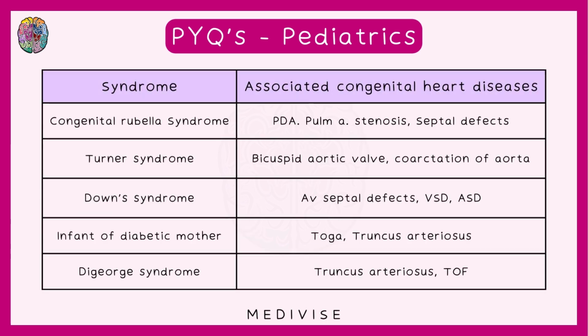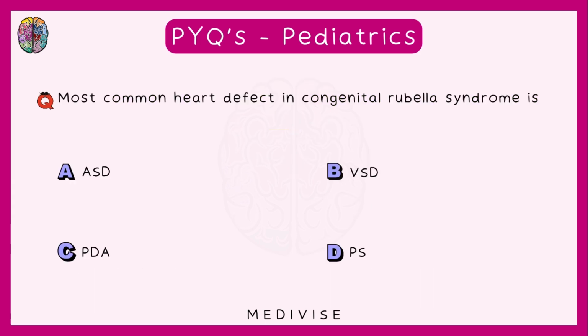So again, I have a very important table here that you need to remember and feel free to take a screenshot of this. So here we can see the important syndromes and the important congenital heart diseases that are associated with these syndromes. So here in congenital rubella syndrome, the most common heart defect that you see is patent ductus arteriosus or PDA. So if we go back, here our correct option is option C or PDA.